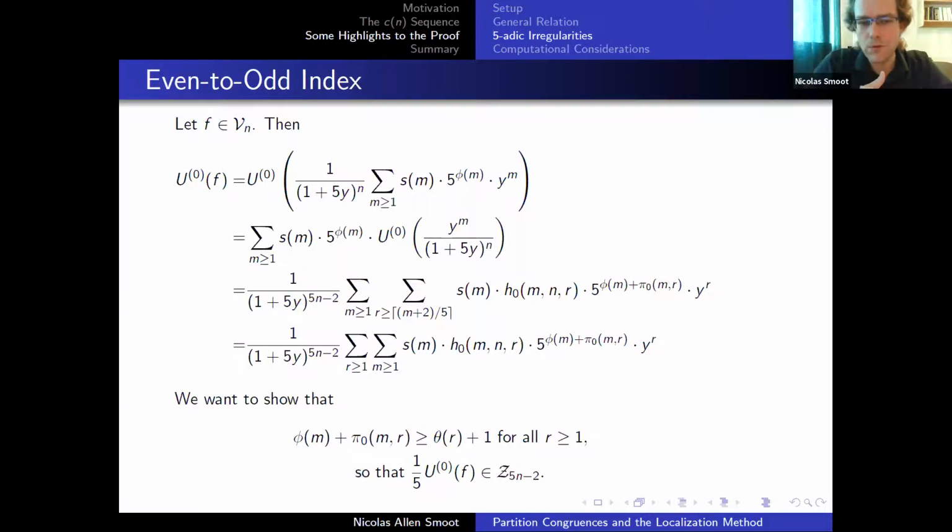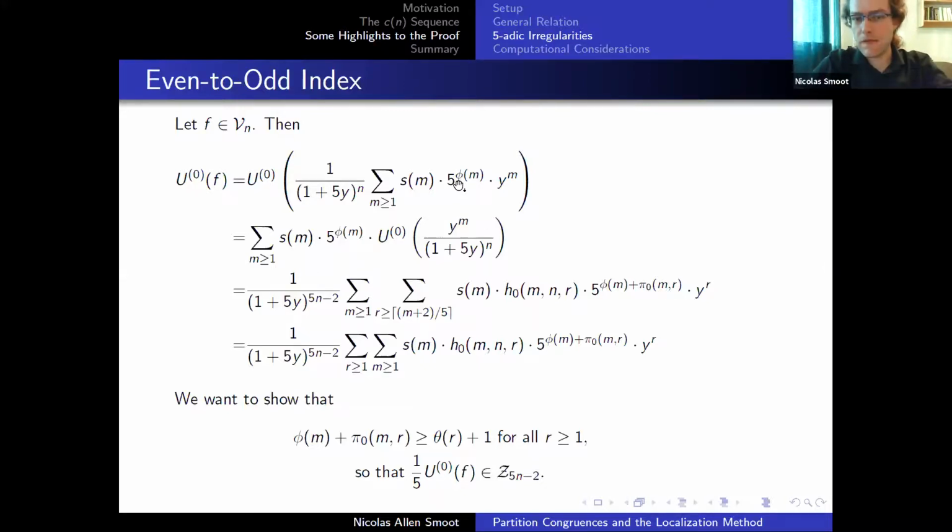So it looks sort of like this, and I won't go into too much. But for example, going from even to odd index, I take an f in Vn. This might be L2 or L4 or L6, an even index L. Then U0 of f is going to break apart. U0 is linear, so I can break this sum out, and I can break the SM and the power of 5 out. So it's just U0 of this. And I have an expression for this in terms of some auxiliary H0, and a sum in terms of R. Looks really, really scary, right? But ultimately, I've got these powers, this power of 5, phi of m plus pi 0 of mr.